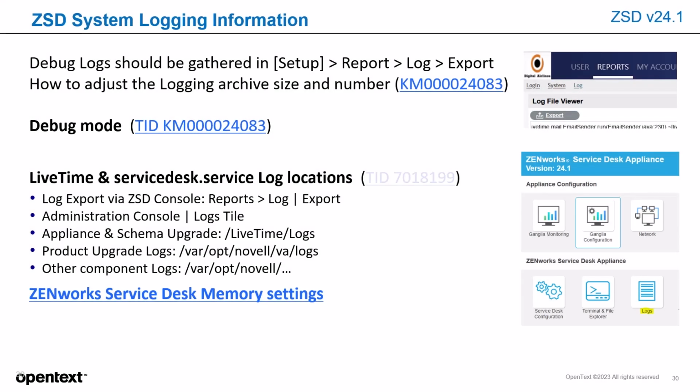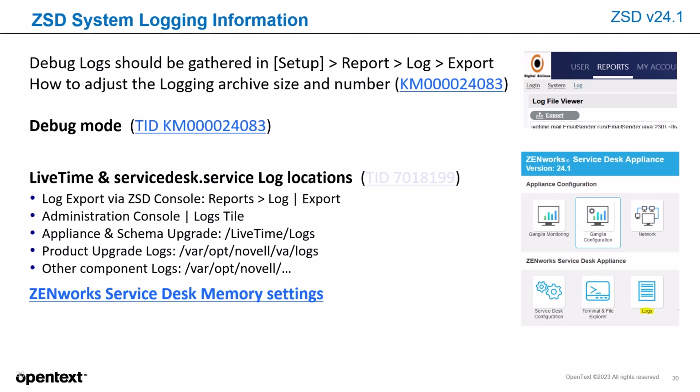The ZSD system logging information, of course, debug logs, if you're talking with support, gather them up through the setup report log and actually select the export. This actually doesn't just bring in the lifetime log, but all the archives and information about your environment, which helps support tremendously. There's also ways to adjust the logging archive in this particular TID 24083. And then if you need to set things in debug mode, that TID also has information about that.